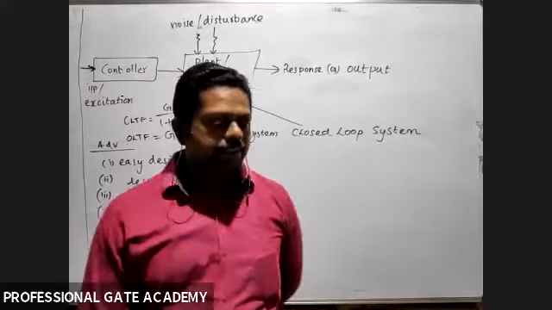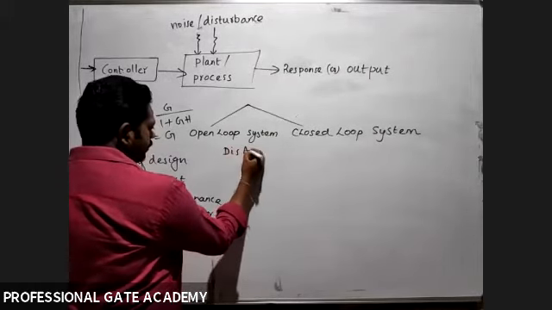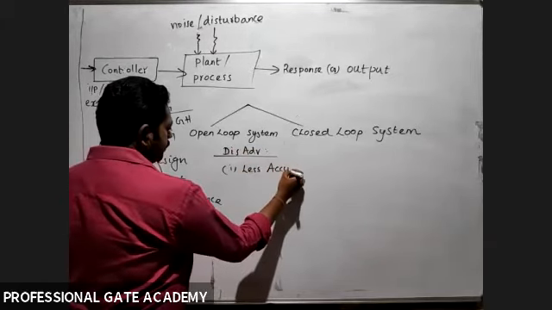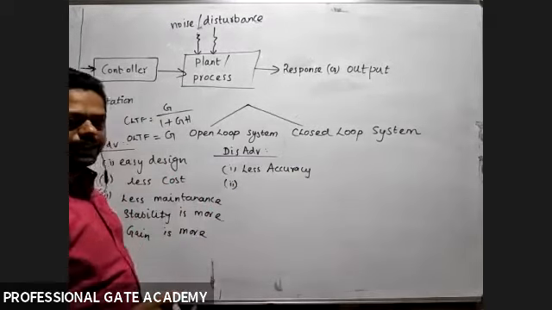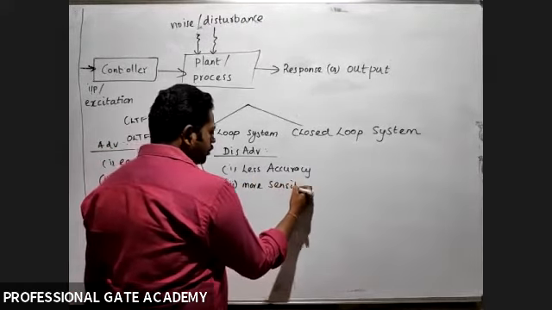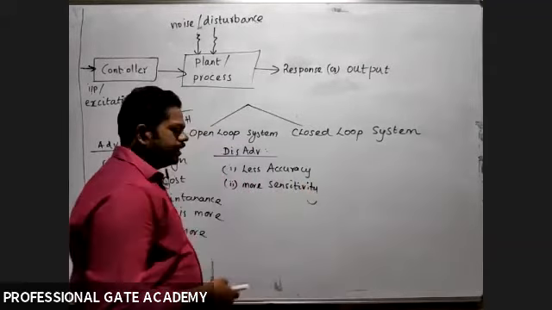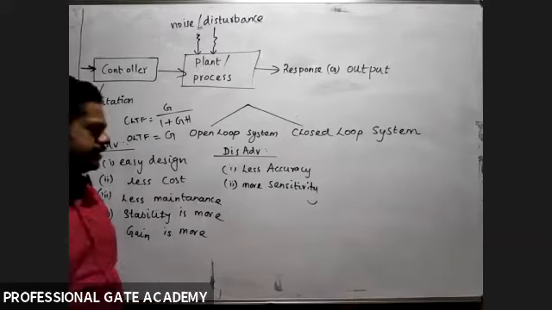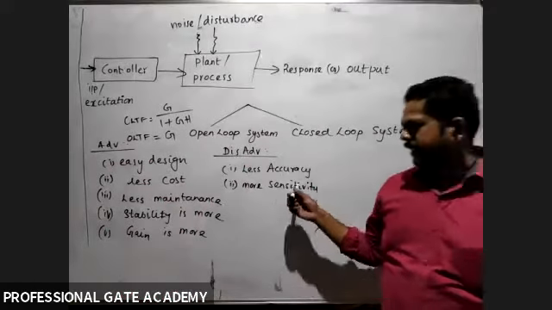But what about the drawbacks? What is the main drawback? Accuracy is less. And what about sensitivity? More sensitivity or less sensitivity? More sensitivity. Open loop systems are sensitive. These two are the major drawbacks of open loop system: less accuracy and more sensitivity.